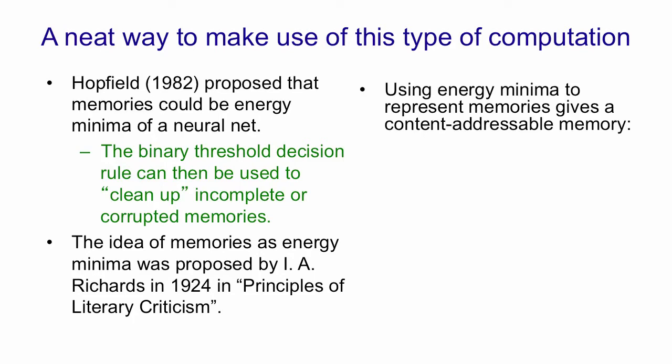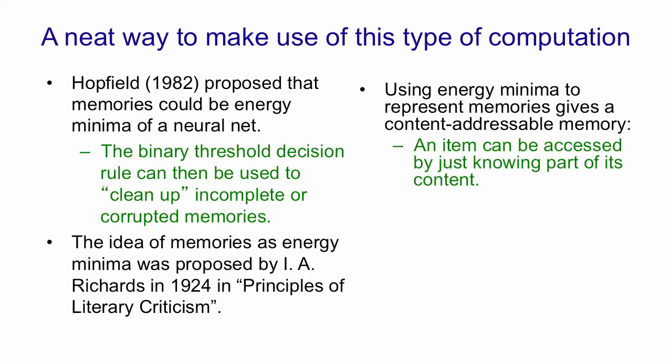Using energy minima to represent memories gives a content-addressable memory, as Hopfield realised, so that you can access an item just by knowing part of its content. I can tell you a few properties of something. That'll set the states of some of the neurons in the net, and if you've put the other neurons in random states and now go around applying the binary threshold rule, with a bit of luck you'll fill out that memory to be some stored item that you know about.